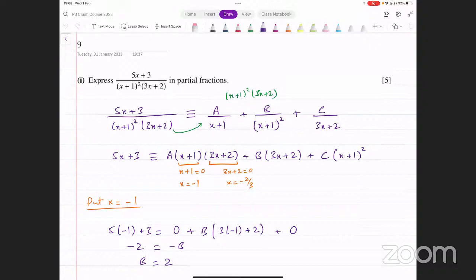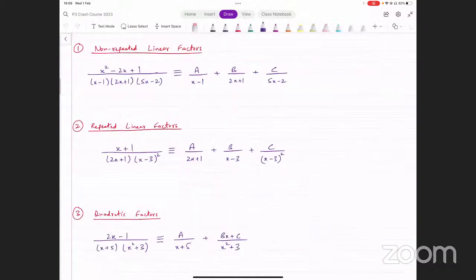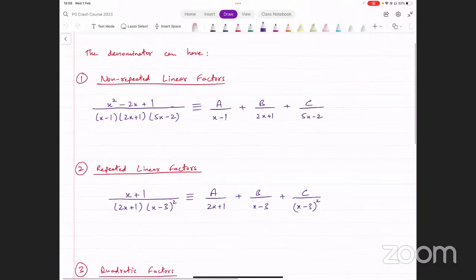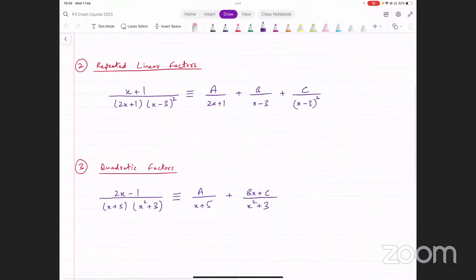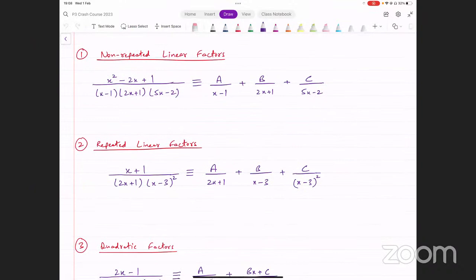So we were doing partial fractions, and in the last session, we talked about the three different forms of partial fractions that we've got. First of all, we could have non-repeated linear factors, we could have repeated linear factors, or we could have quadratic factors, right? These were the three possibilities that we could have.